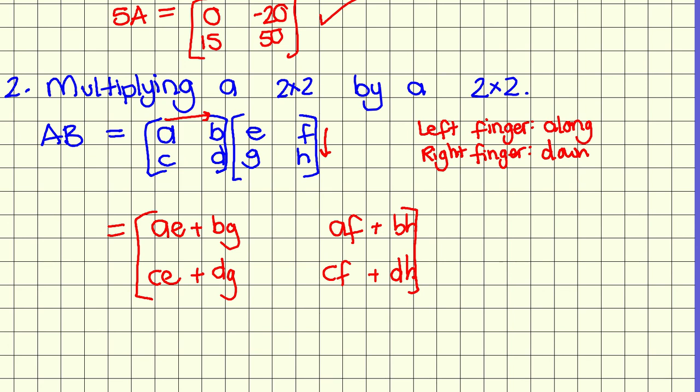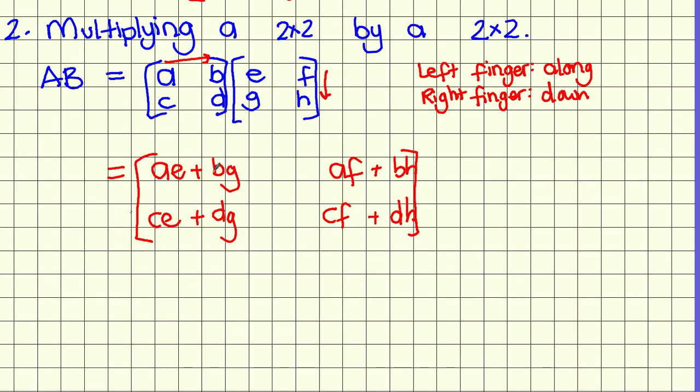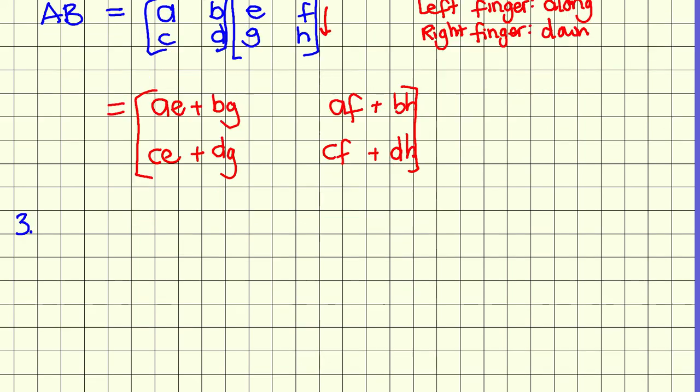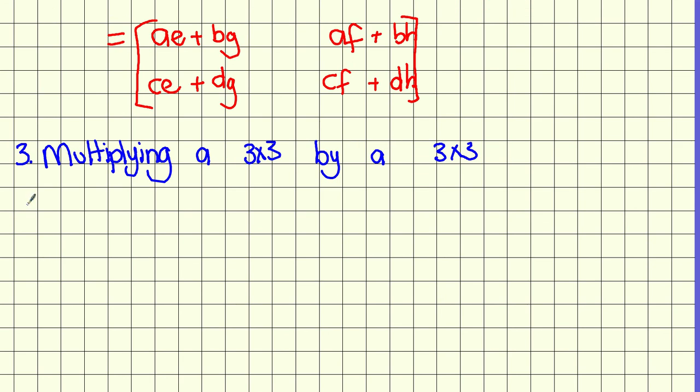Right, what we do now is show you rules for multiplying a 3 by 3 by a 3 by 3. Okay, and again we're following the same rules. Left finger moves along and right finger moves down. So multiplying a 3 by 3 by a 3 by 3. Okay, so this is going to get a little bit messy.